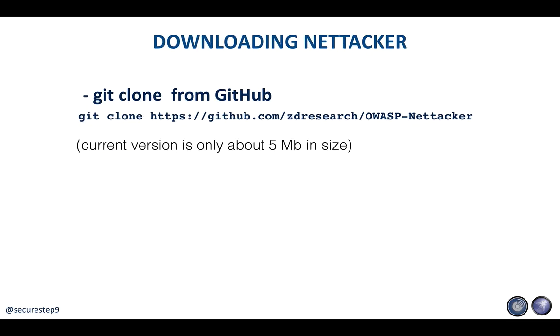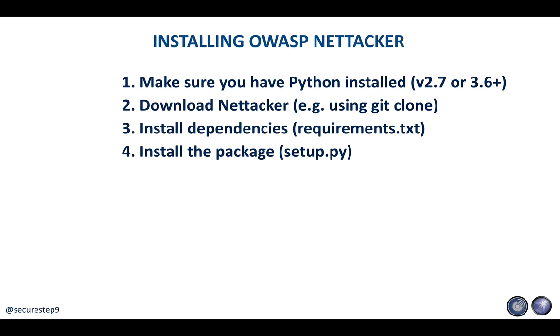So, how do you download Nettacker? You can simply clone it from GitHub using the git clone command. And it is actually relatively small. The current version is only about 5 megabytes in size, so it should download relatively quickly. In this video, I will be installing OWASP Nettacker on Kali Linux.